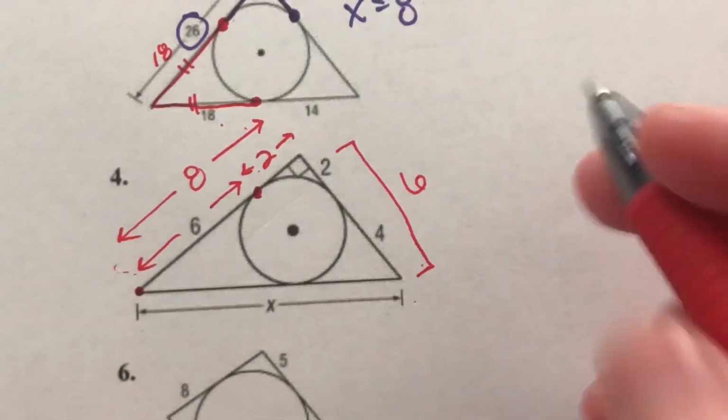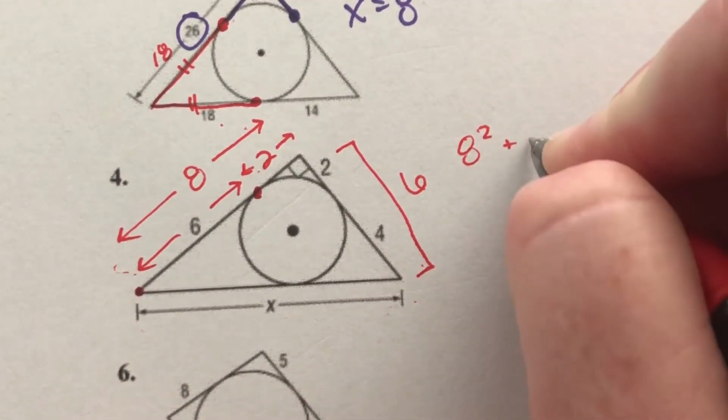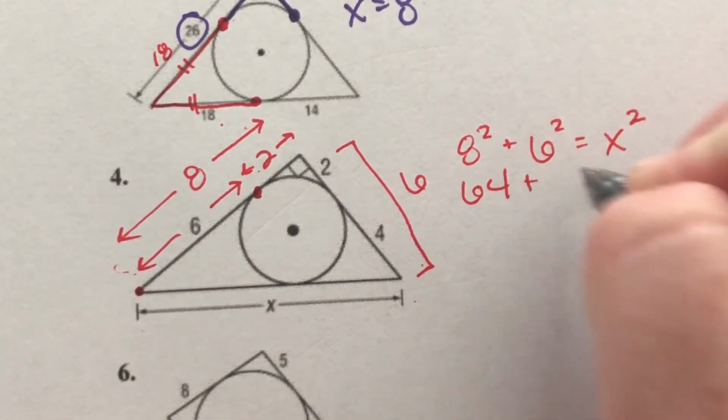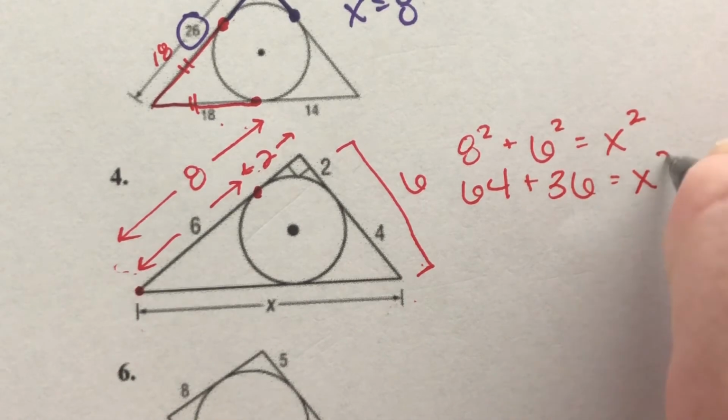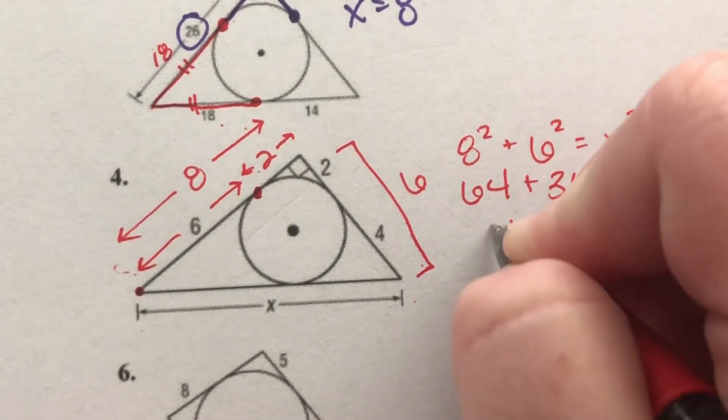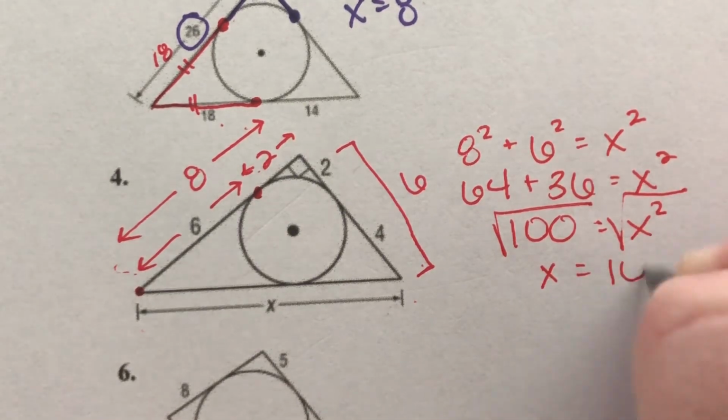Right? So my triangle here is made up of 8, 6, and I don't know. So I'm going to use the Pythagorean theorem. 8 squared plus 6 squared equals x squared. 64 plus 36 equals x squared. 100 equals x squared. So x equals 10, or 10 equals x.